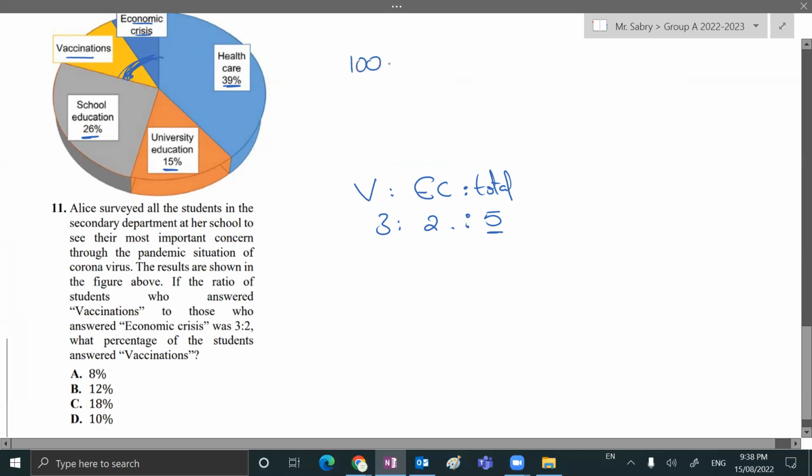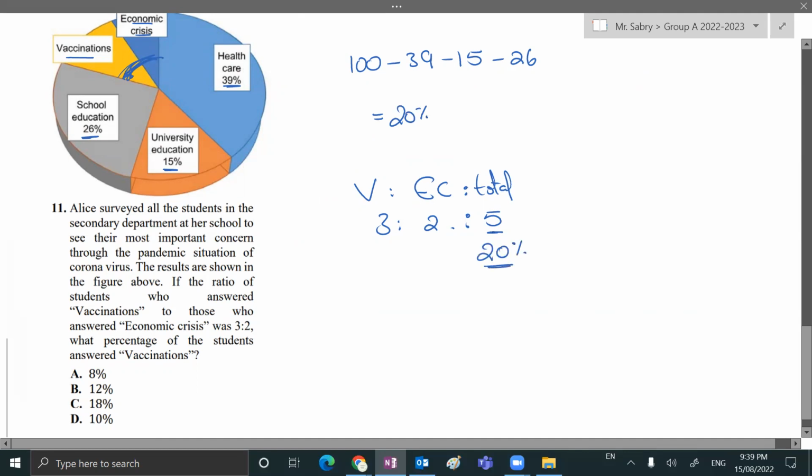I'll do 100 minus the 39 and minus the 15 and minus the 26. So I'll remove from the 100, which is the whole circle graph, the healthcare, the school education, and the rest. This should get me both the vaccination and the economic crisis together. That would be 20. So both together, the vaccination and economic crisis together is supposed to represent 20%.